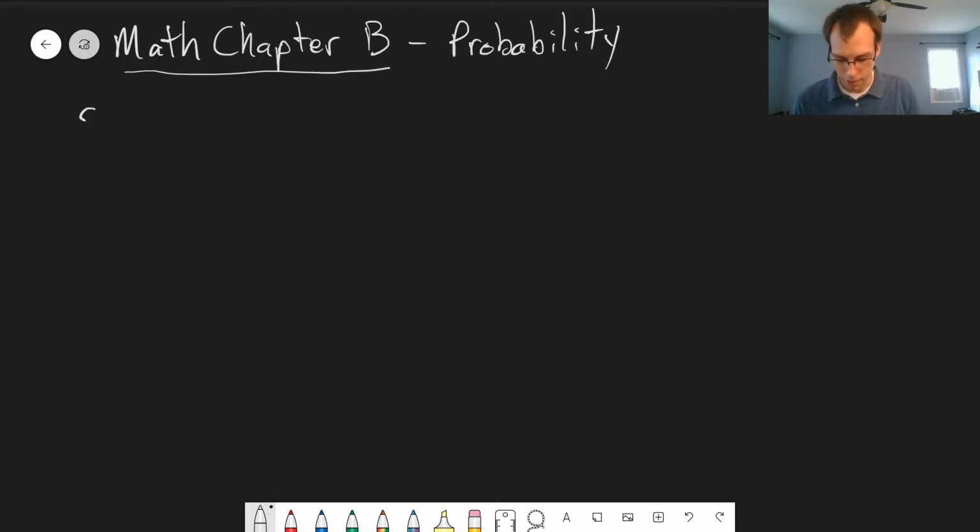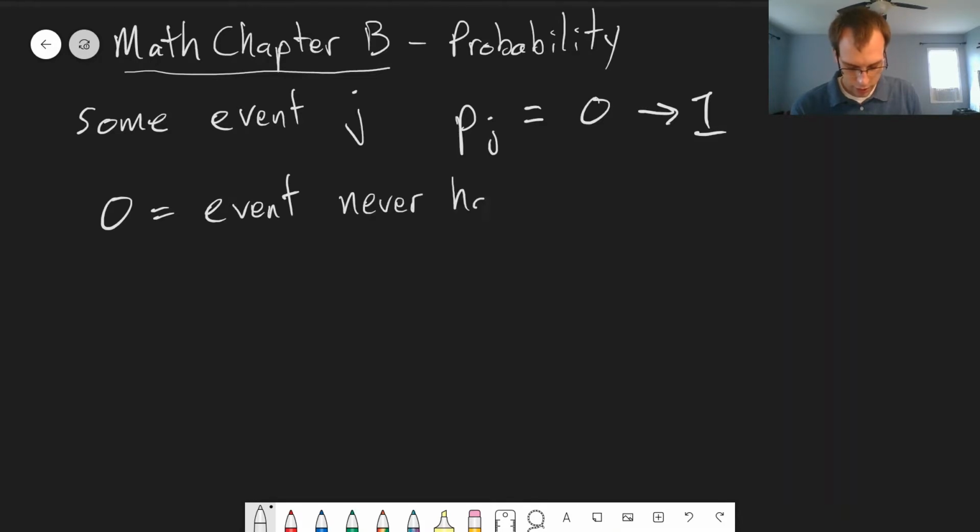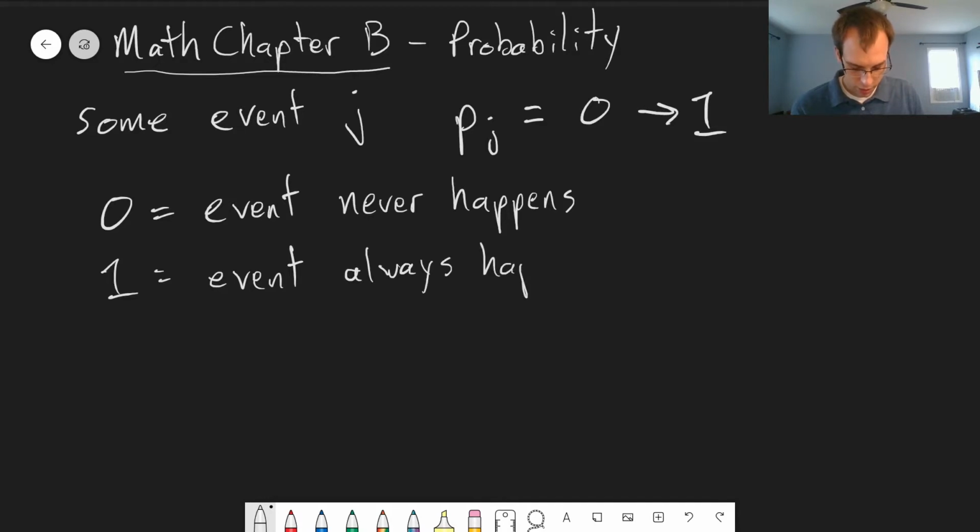So say we have some event that we'll call J. This might be flipping a coin, and whether you get heads or tails. J could be heads. The probability of event J, we write as P sub J, is equal to some value between 0 and 1. So 0 means the event never happens, and 1 means the event always happens. And so we treat probabilities as fractions that are somewhere between 0 and 1.